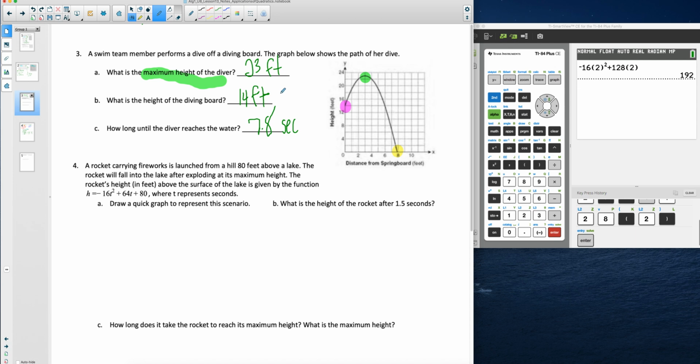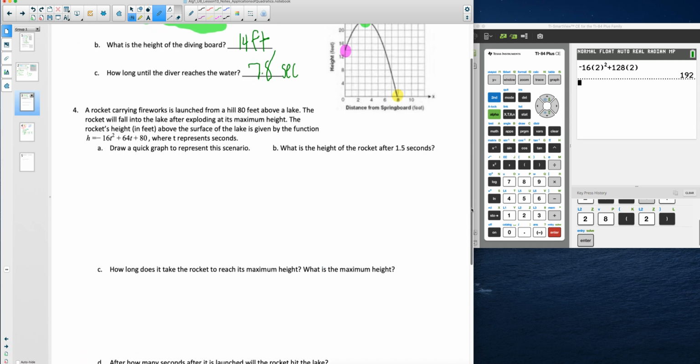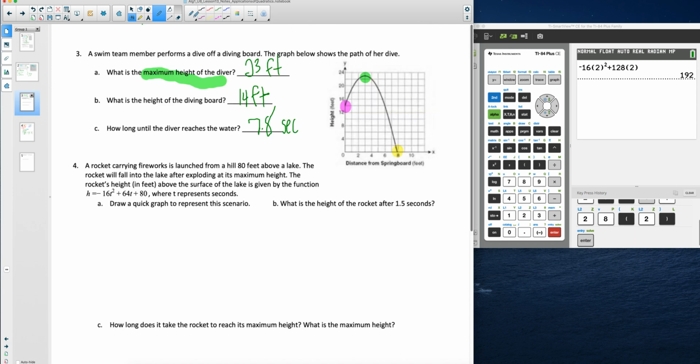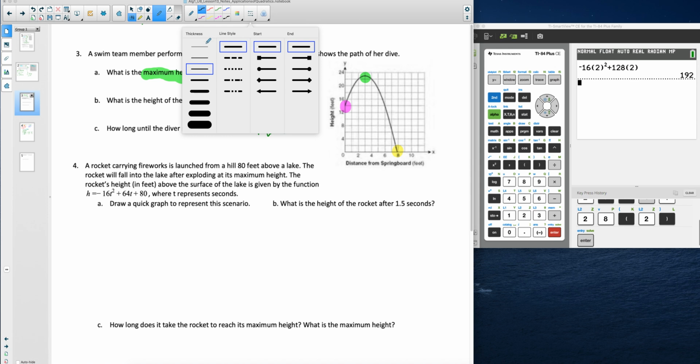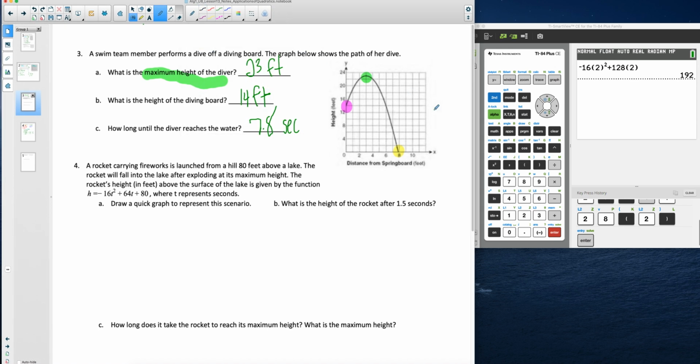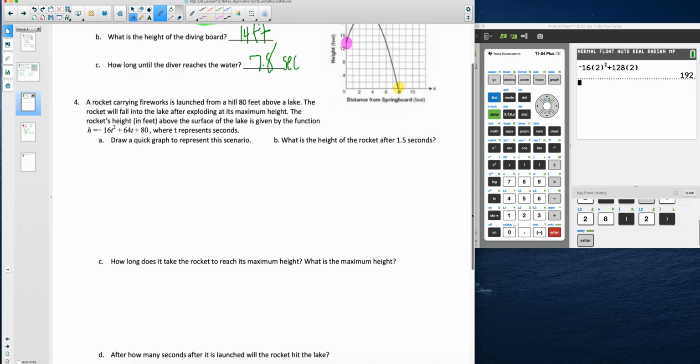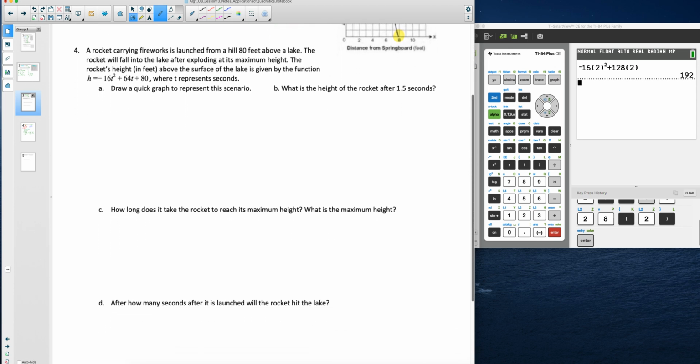All right, so now when we look at problem 4, what we're going to do now is basically the same thing, but we're just going to sketch a graph to start just to give us an idea of what things look like. We're not going to put much detail into the graph, we just want enough of a graph to give us a visual to help us solve some of the problems here, or maybe give us an inclination if our answers are working in the right direction. So draw a quick graph to represent the scenario.